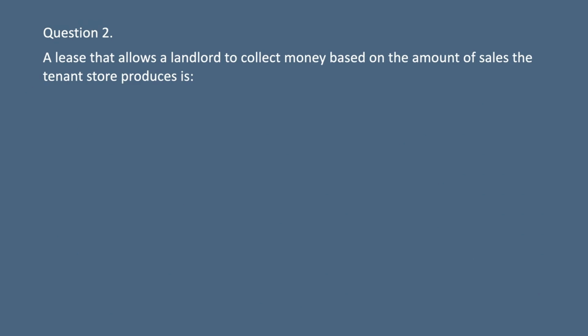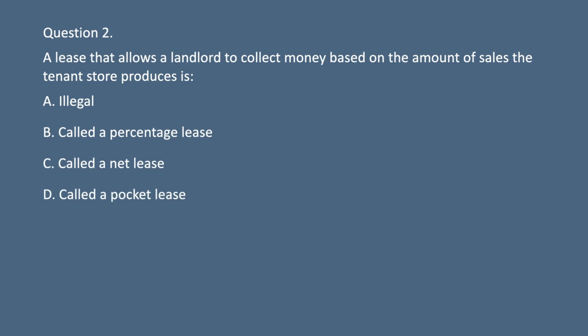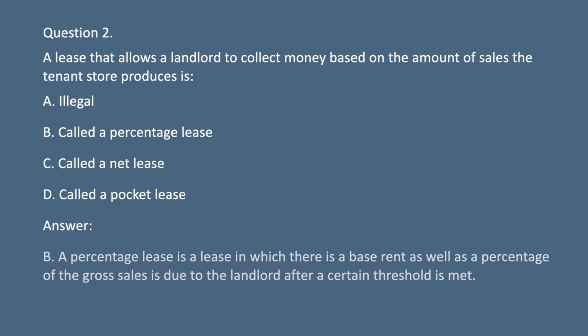Question 2. A lease that allows a landlord to collect money based on the amount of sales the tenant's store produces is A. Illegal. B. Called a percentage lease. C. Called a net lease. D. Called a pocket lease. Answer: B. A percentage lease is a lease in which there is a base rent as well as a percentage of the gross sales is due to the landlord after a certain threshold is met.